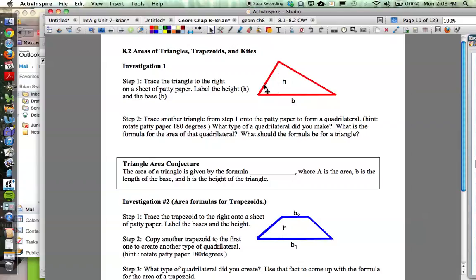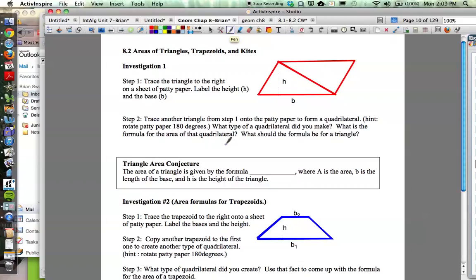So if we make a second congruent triangle, and rotate it around, and then just like before, fit it together like a jigsaw right here, and maybe just a little bit more rotation would be better, we can see that we now have a parallelogram. And that parallelogram is made up of two of the triangles.